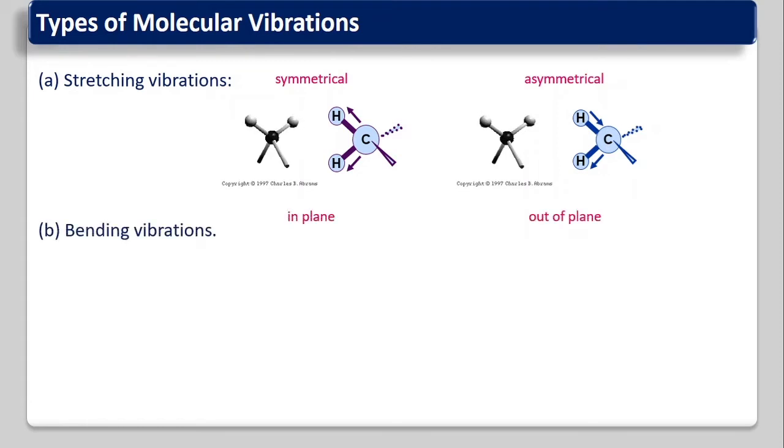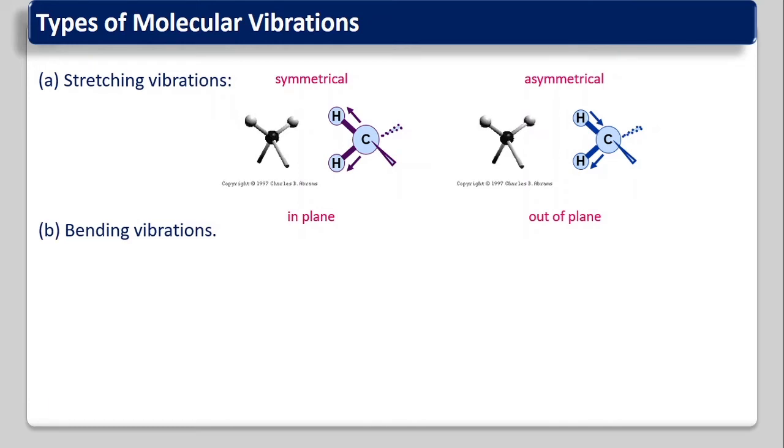The second type of vibrations are bending vibrations. In bending vibrations, the bond length does not change, but the bond angle changes: the bond angle decreases, increases. In stretching vibrations, the bond angle stays the same and only the bond length changes, while in bending vibrations the bond angle changes and the bond length stays the same. This is the difference between stretching and bending vibrations.